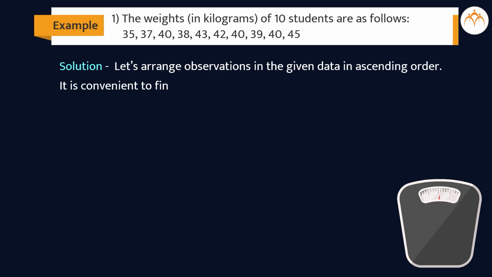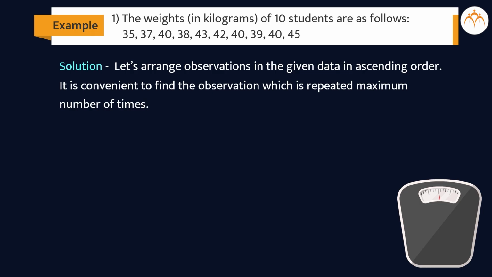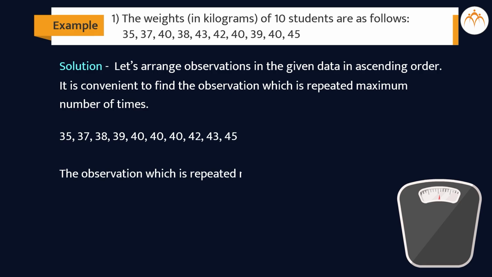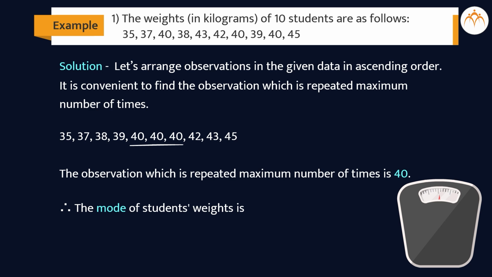It is convenient to find the observation which is repeated maximum number of times. Ascending order is 35, 37, 38, 39, 40, 40, 40, 42, 43 and 45. The observation which is repeated maximum number of times is 40. Therefore, the mode of students' weights is 40 kg.